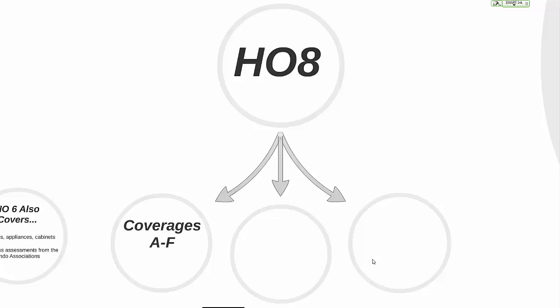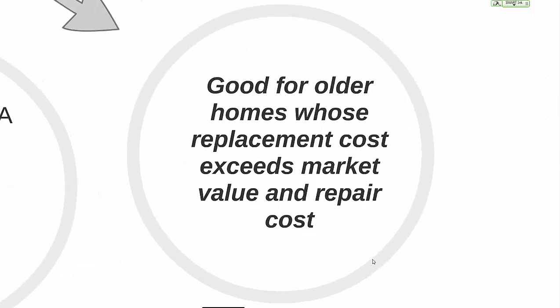Next, there's HO8. HO8 provides coverages A through F. It is a named perils policy. On coverages A and B, it pays repair cost instead of replacement cost. This is particularly good for older homes whose replacement cost exceeds market value and repair cost.